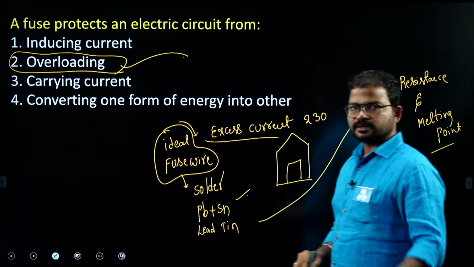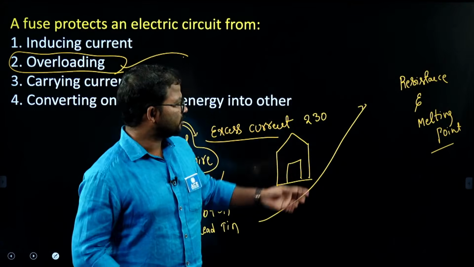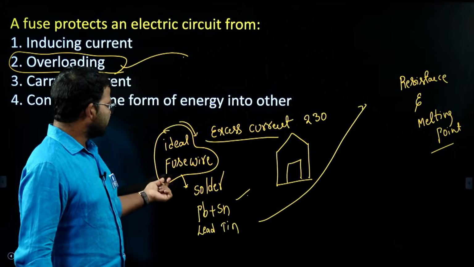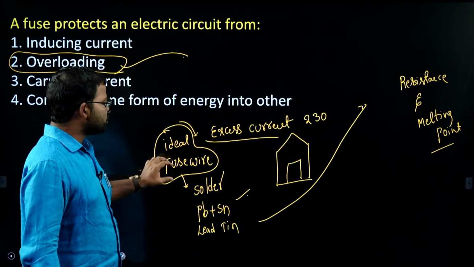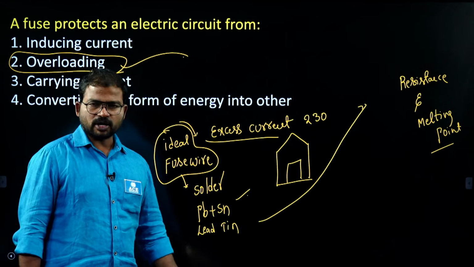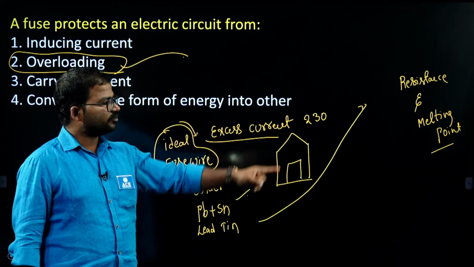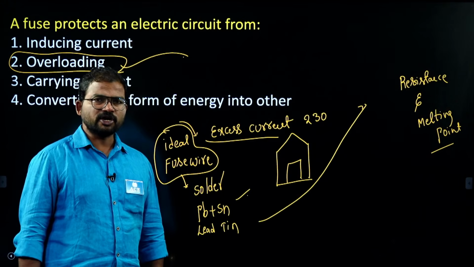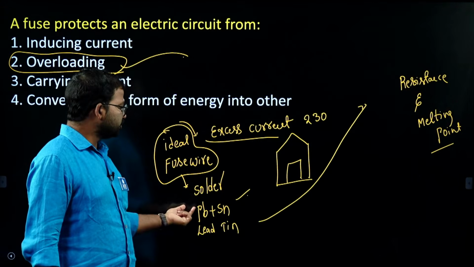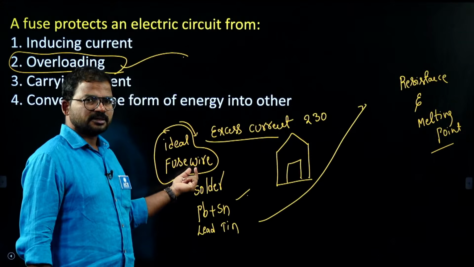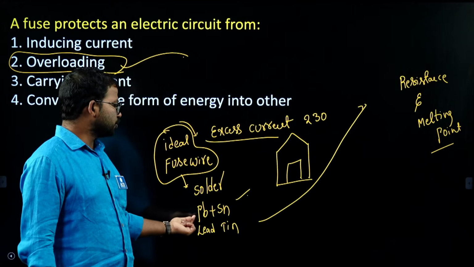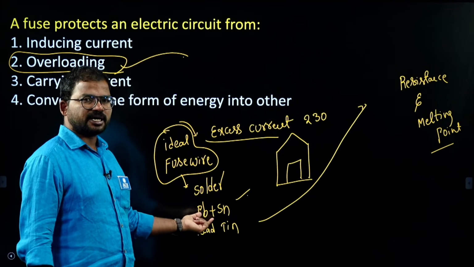Okay, anyone can guess? So what about the resistance of ideal fuse wire? Is it high or low? At the same time, what about the melting point? Is it high or low? Why? Because here we mentioned ideal fuse wire, na? So to make this ideal fuse wire, we should use mostly lead and tin.